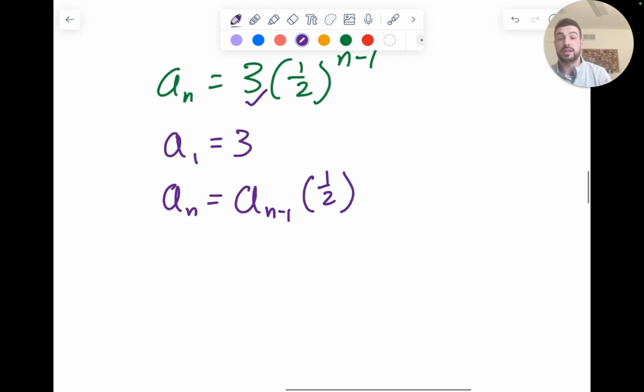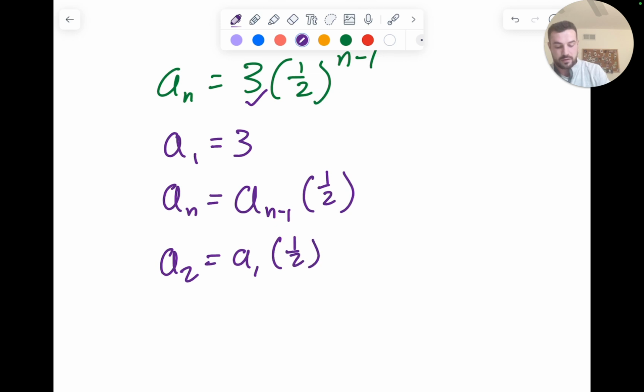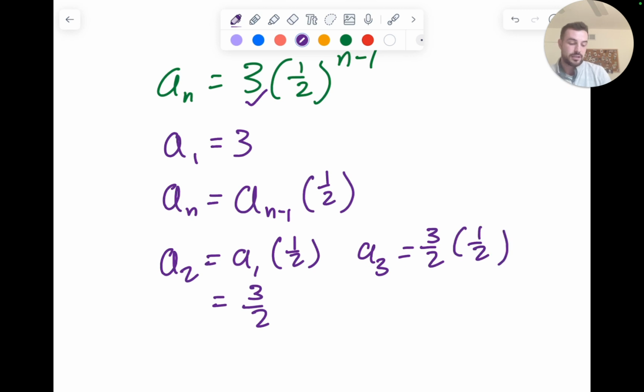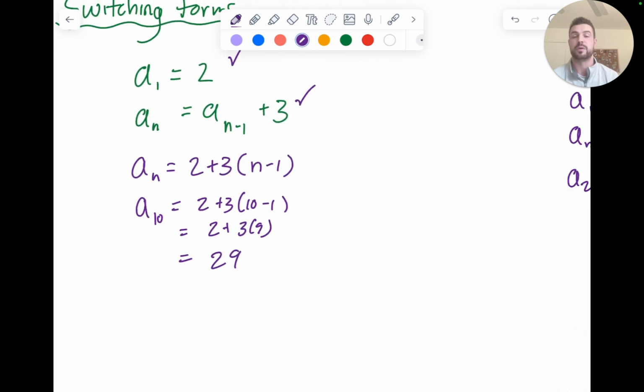So if I wanted to list, my second term is my first term times 1/2, which is 3/2. If I wanted to find the third term, I would take 3/2 and multiply by 1/2, and I can just kind of continue that pattern. So each equation is good for different things. Recursive is good for listing, and explicit formula is good for plugging in and finding any term that we want.